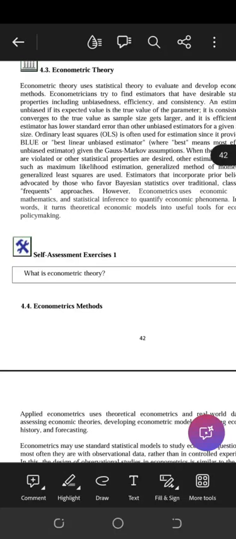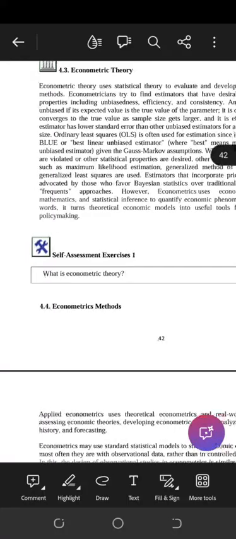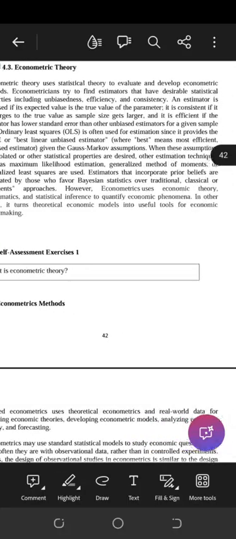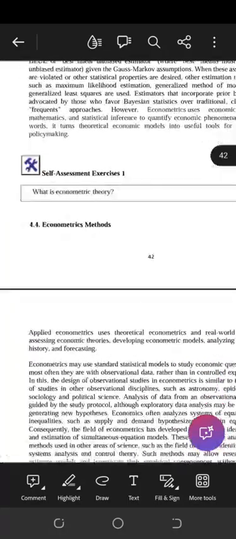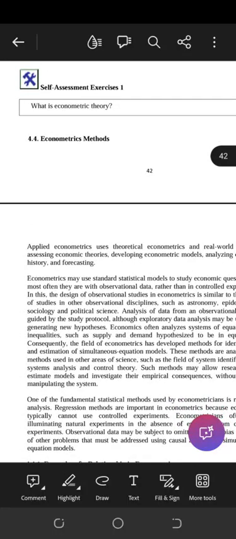And why is it preferred? Because of the BLUE properties. Estimators that incorporate prior beliefs are advocated by those who favor Bayesian approaches. So we can just go into the question, what is econometric theory? That's a self-assessment exercise. So how would you explain it?